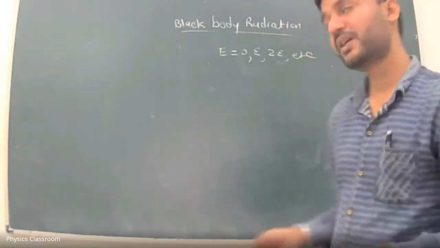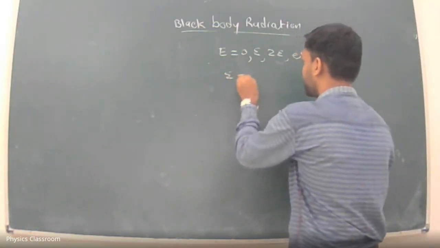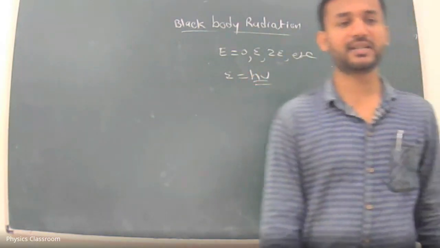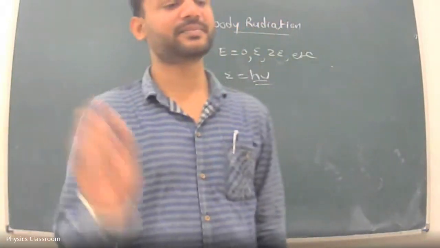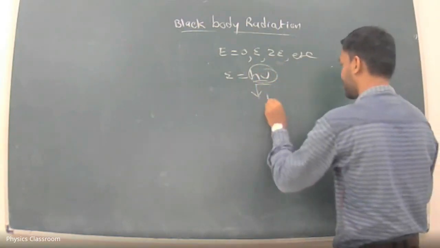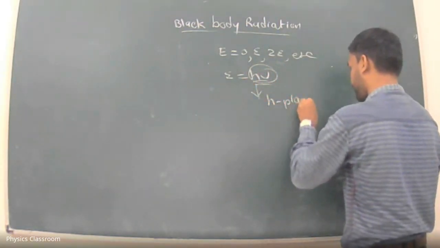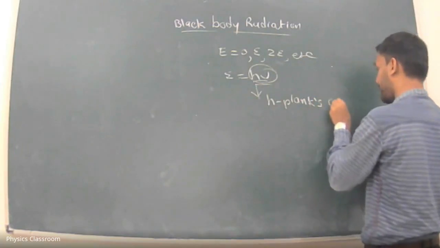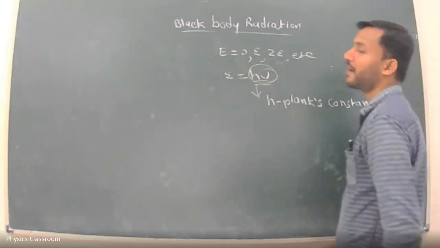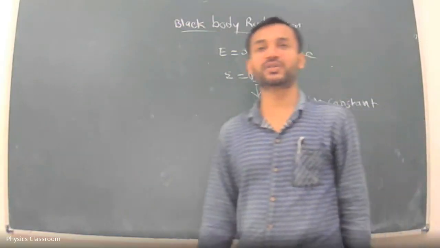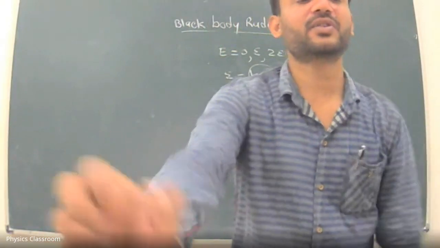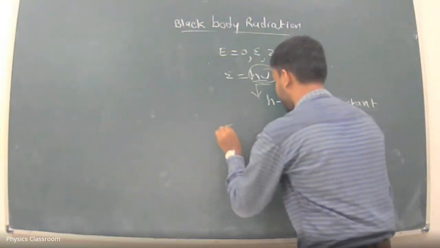So epsilon is equal to h nu. We call it photons. Photons, h nu, and you know that h is the Planck's constant. Using this, he obtained the equation for the energy.